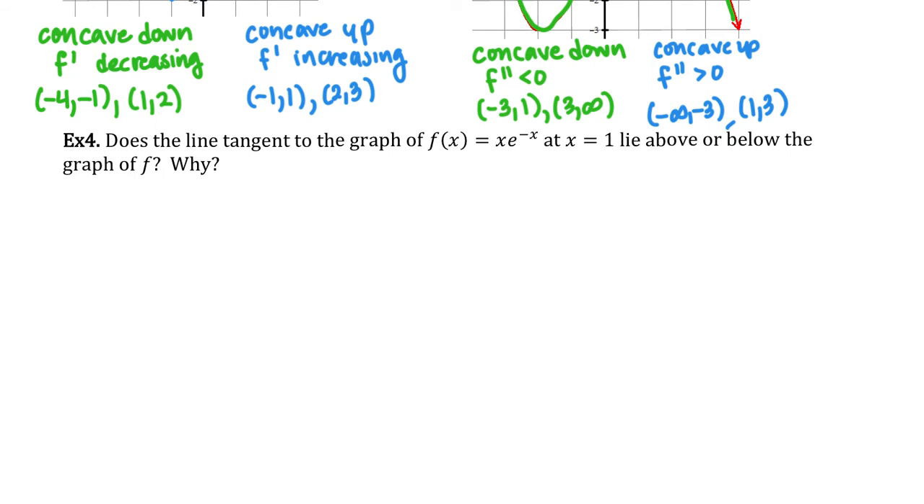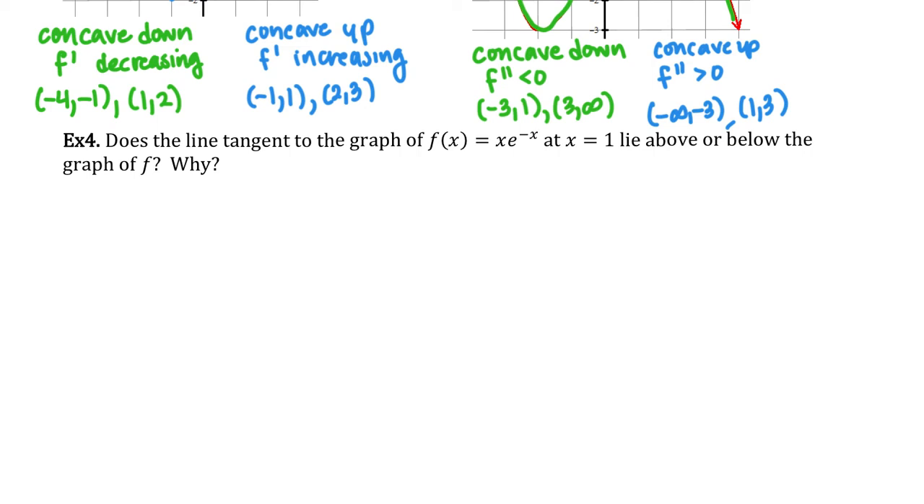Okay, let's try one more example of when we might want to determine the concavity of a function. It says, does the line tangent to the graph of f of x equals x e to the negative x at x equals 1 lie above or below the graph of f? If you recall from the last chapter, whether it lied above or below the graph depended on if it was concave up or concave down. So let's figure out the concavity and then we'll determine which way it is.